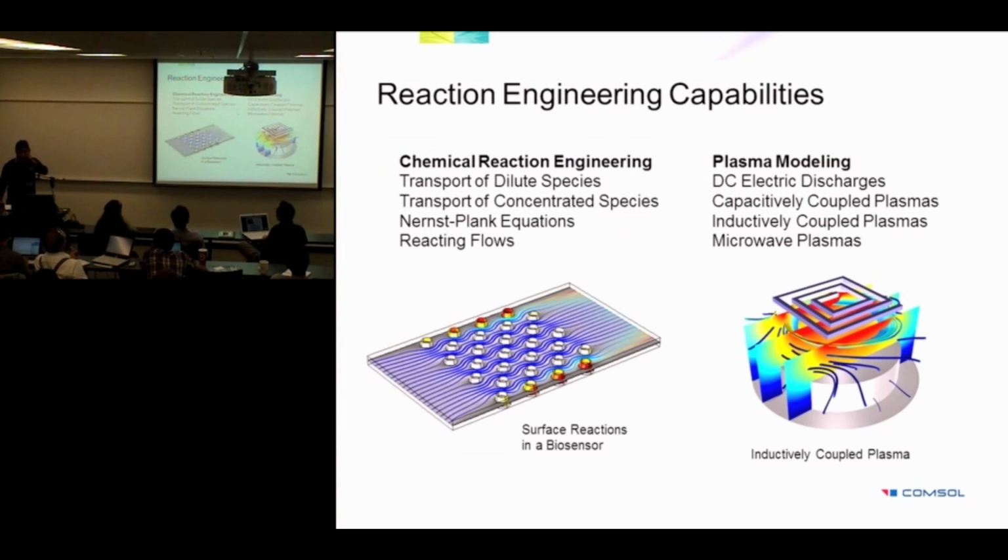Then other capabilities which we might need for microfluidics module is chemical reaction engineering. So what extra we get is basically transport of concentrated species. Sometimes you cannot solve your problem assuming that it's dilute. Sometimes there will be 2 or 3 species. Then you might have to switch to concentrated species. More on the microreactors studies, you will find that Nernst-Planck equations, reacting flows are the new interfaces which combine reaction engineering with the fluid flow together. So these are the chemical reaction engineering capabilities which could be combined with the already microfluidics module.